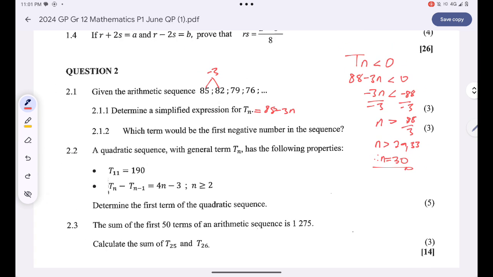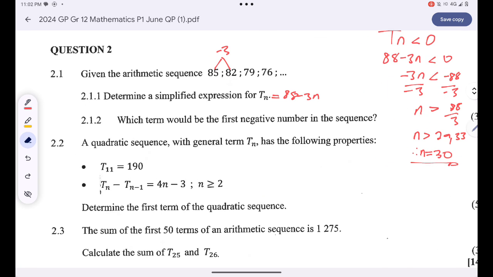If you're not sure about this guys, please do check. I bet you that the 29th term of the sequence will be a number that is greater than 0, but the 30th term will be a number that is less than 0. So the 30th term is the first number that will be negative in our sequence. So T30 will be the first term that is negative.